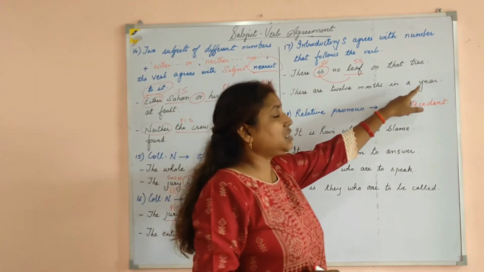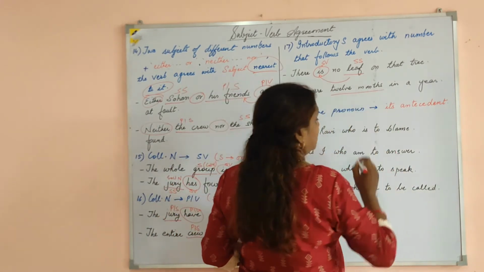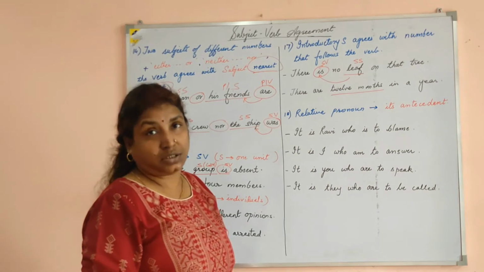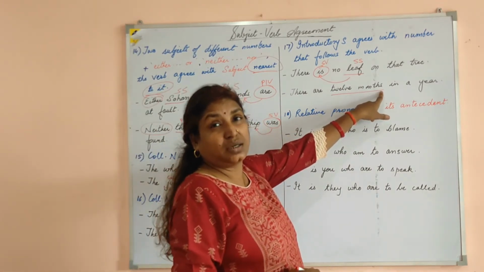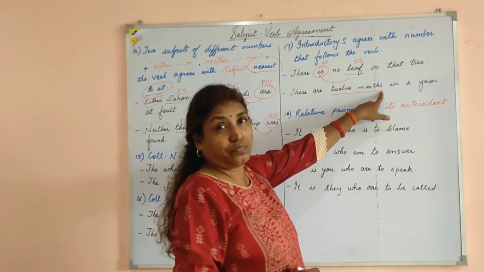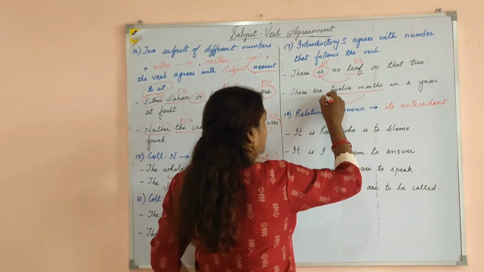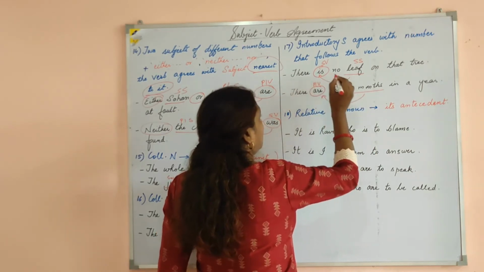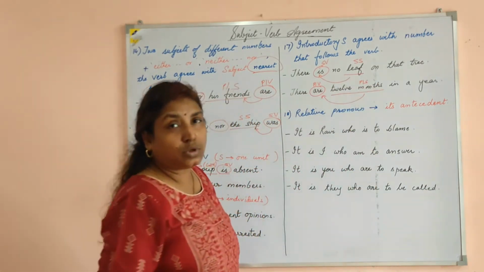Same thing happens here. There are 12 months in a year. So your actual subject is 12 months, or you can simply say months. So you can see months are plural, and hence the verb agrees with this subject taking a plural number. So I have plural subject, plural verb.